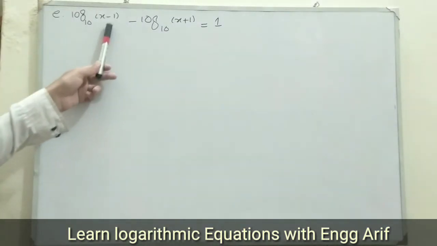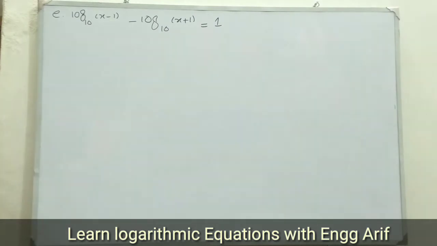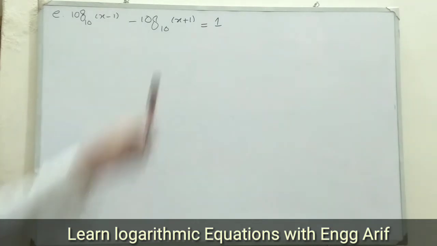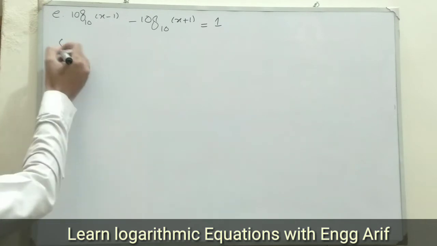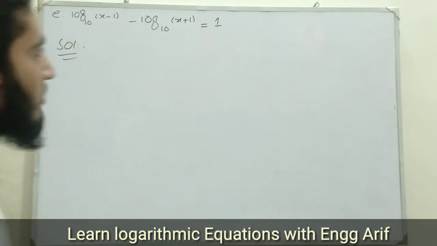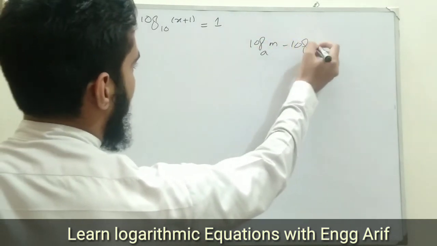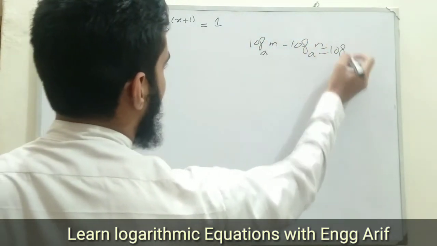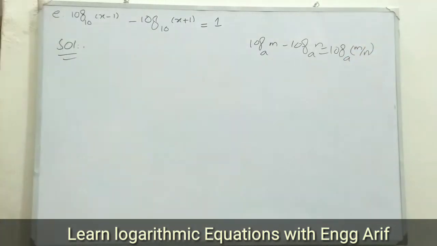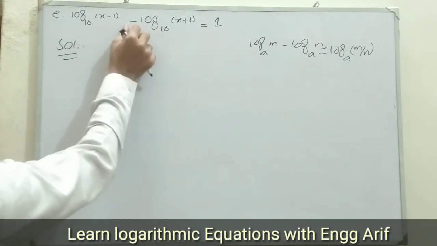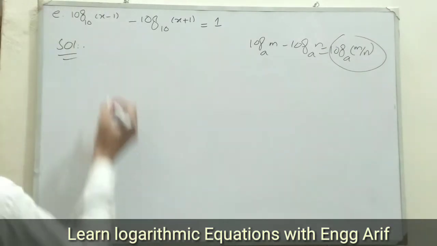It tells that log of x minus 1 to the base 10 minus log of x plus 1 to the base 10 is equal to 1, and it asks to solve this type of logarithmic equation for an unknown x. So move towards the solution. We learned a formula for the logarithm, that log of m to the base a minus log of n to the base a will always be equal to log to the base a of m divided by n. Here the bases are the same, 10 and 10, and there is a minus between the logs. Use this formula and solve the equation for unknown x.